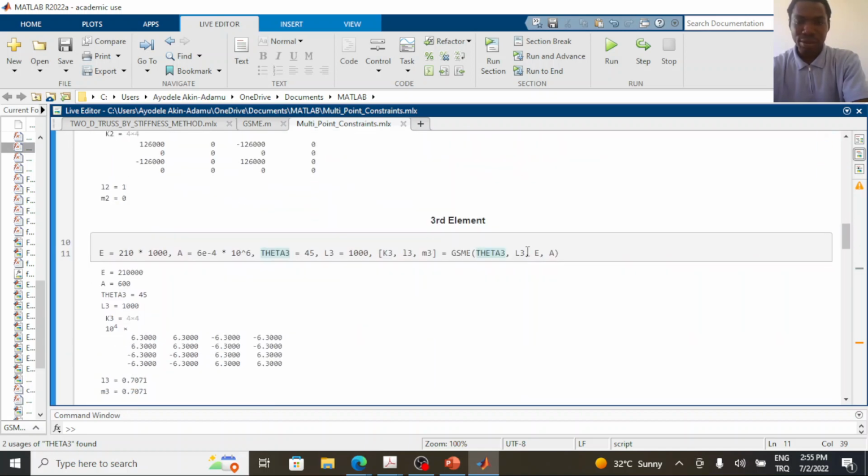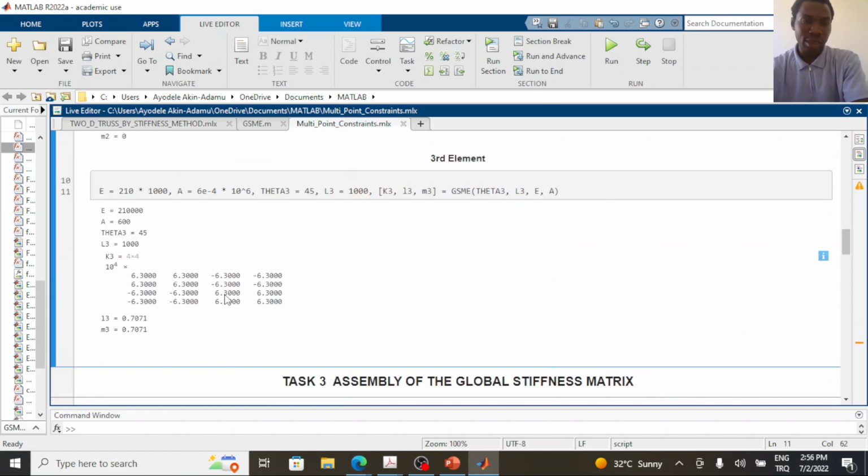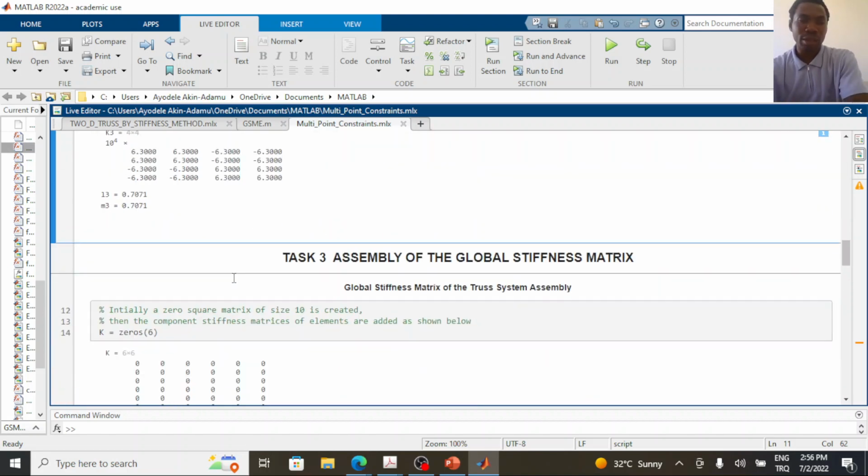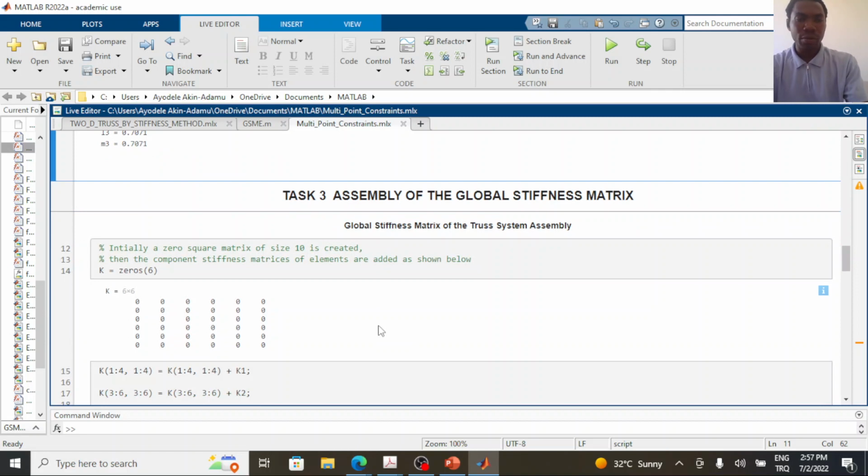So you enter the parameters theta 3, L 3, E, A in the function. The function computes the local stiffness matrix for us, and the cosine and the sine angle for element 3, noted as L3 and M3. After we have computed this local stiffness matrix, the next thing is to compute the global stiffness matrix. How I usually do this, I start with a base matrix, a zero base matrix.